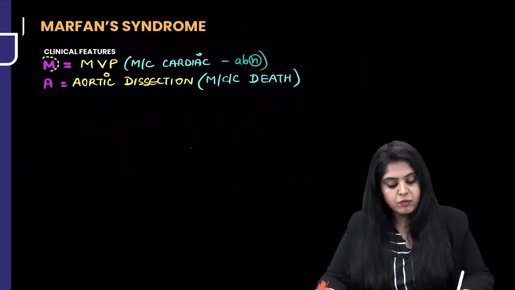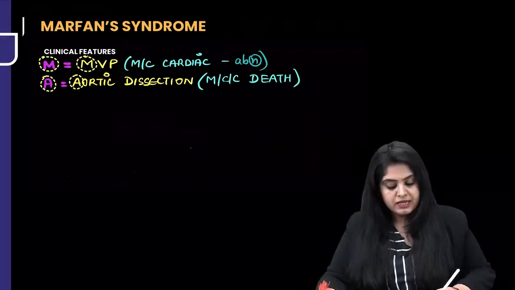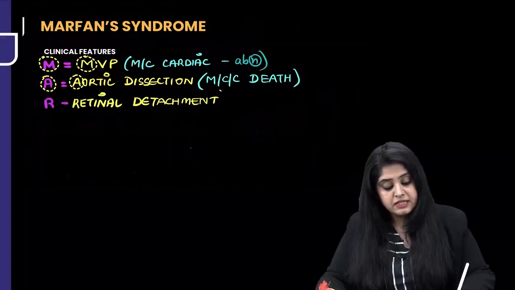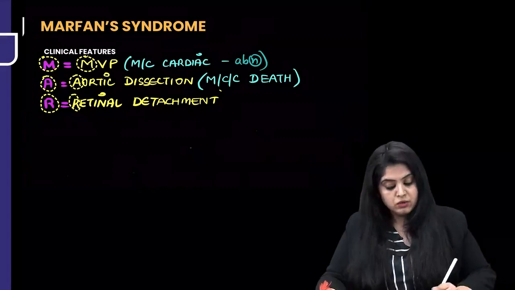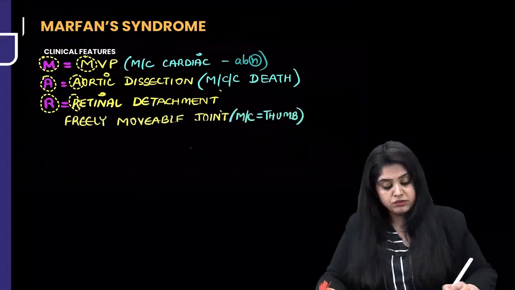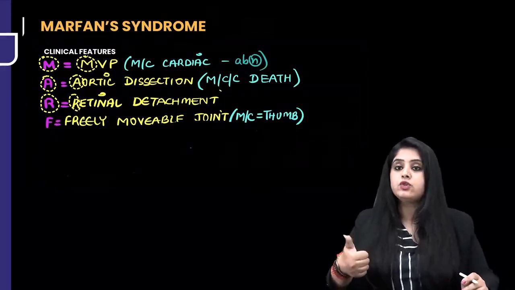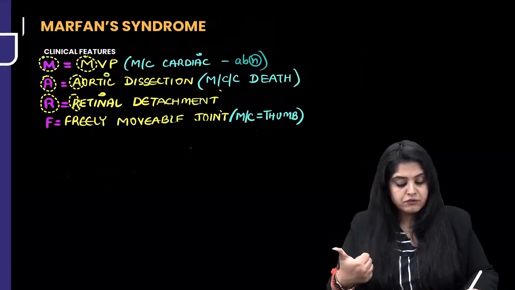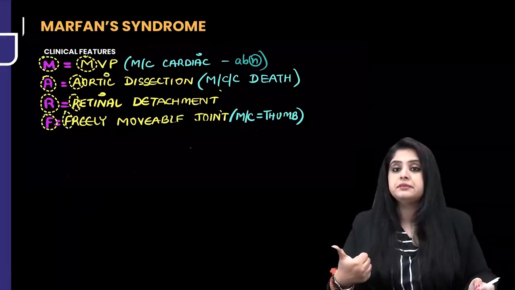So repeating, M for what? Mitral valve prolapse. A for what? Aortic dissection. Next alphabet R, there is something to do with the eye involvement. There is retinal detachment. R for retinal detachment. Okay, let's go with F, one of the most important. They have freely movable joints. They can move their joint in any direction, especially the thumb joint that I've written. So freely movable joints will be there.